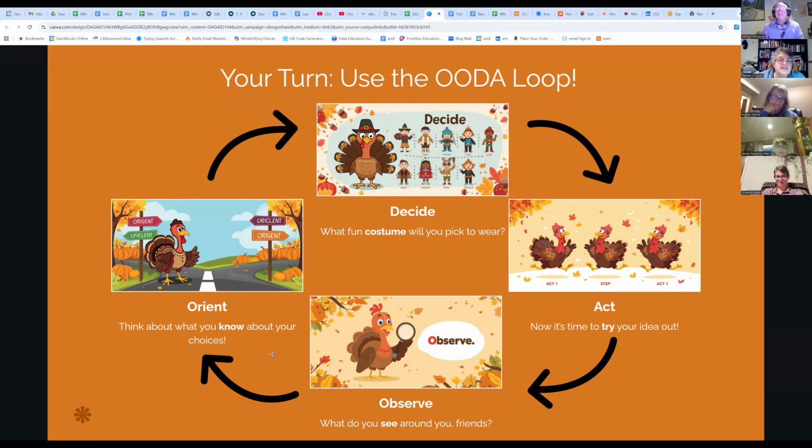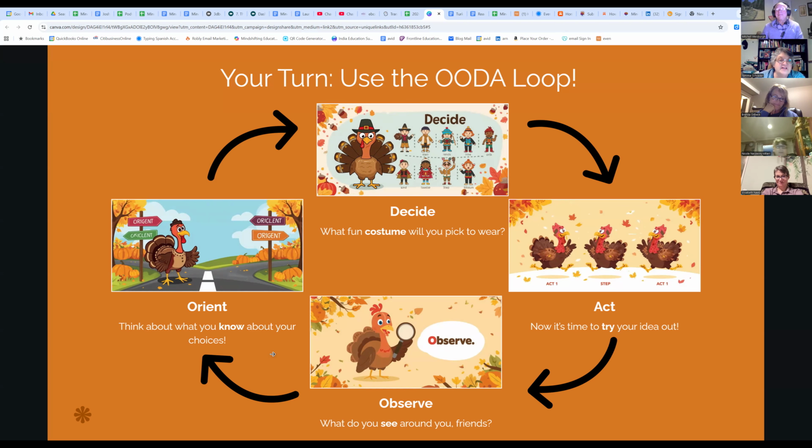So now this is for the students to use the OODA loop. What would you do if you were in Turkey's situation? If you were to see something that could endanger yourself or your friends, how would you think about your choices? And then what would you decide? And then how would you act?